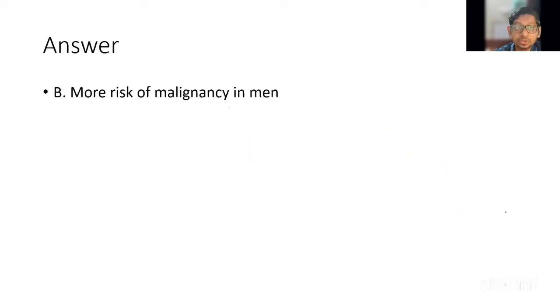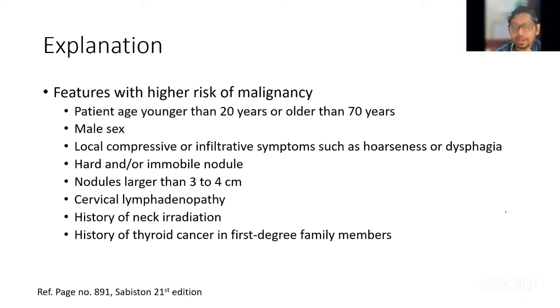All right. So let's look at some of the features that have a higher risk of malignancy. This is again a reference from Sabiston. So remember both extremes of age. Sabiston says age younger than 20 years. However, just remember the highest risk of malignancy is in the less than 10-year population. So in the pediatric age group, any patient who presents with a thyroid nodule has a higher risk of malignancy as compared to an adult population. So less than 10 years or less than 20 years as per Sabiston, higher risk of malignancy.